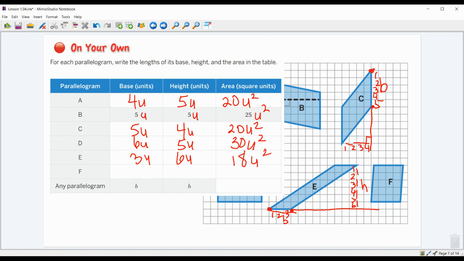And then I'll save the work for F. You can check your answer. I got 20 units squared. Maybe you got that too. And then on the bottom, notice they just want to show you that if you don't have any numbers, you just use the letters. Area equals BH. That's how you find the area of a parallelogram.